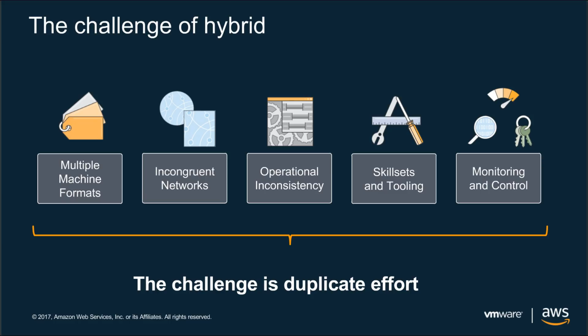All of your tooling and your skill sets and your processes, runbooks, all of your processes are essentially the same. This is the same platform. You're not having to deal with two separate platforms here. So VMware Cloud on AWS really helps address a lot of these challenges.